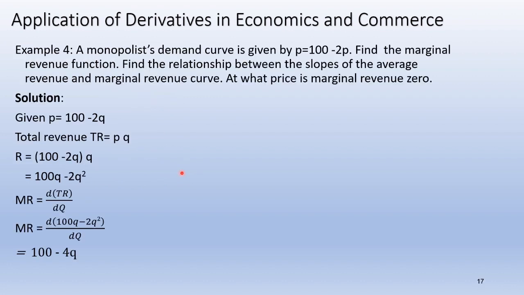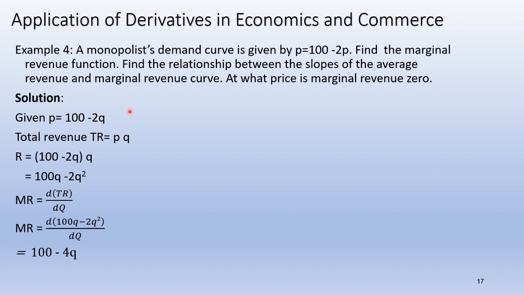Example 4. A monopolist's demand curve is given by P is equal to 100 minus 2Q. Find the marginal revenue function. Find the relationship between the slopes of the average revenue and marginal revenue curve. At what price is marginal revenue 0?